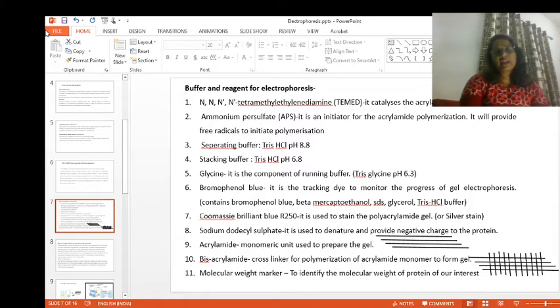Let us get familiarized with the buffers and reagents used in electrophoresis, and each reagent has its own role in making this polyacrylamide gel electrophoresis.